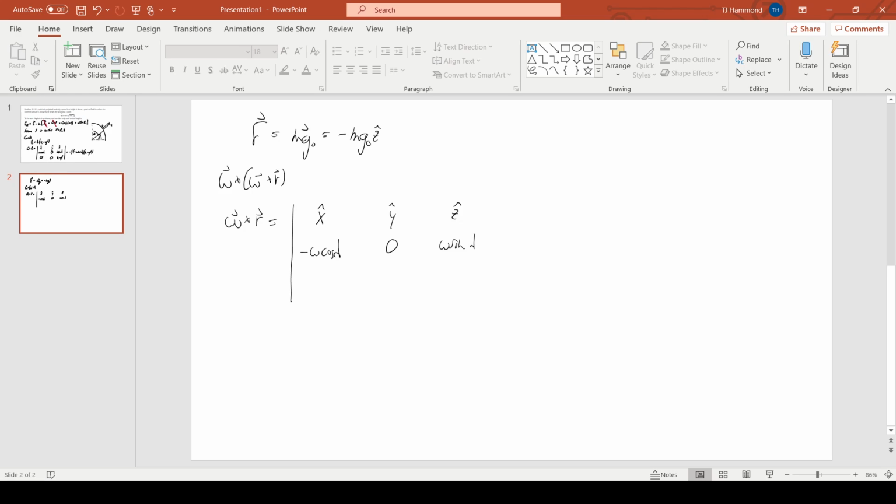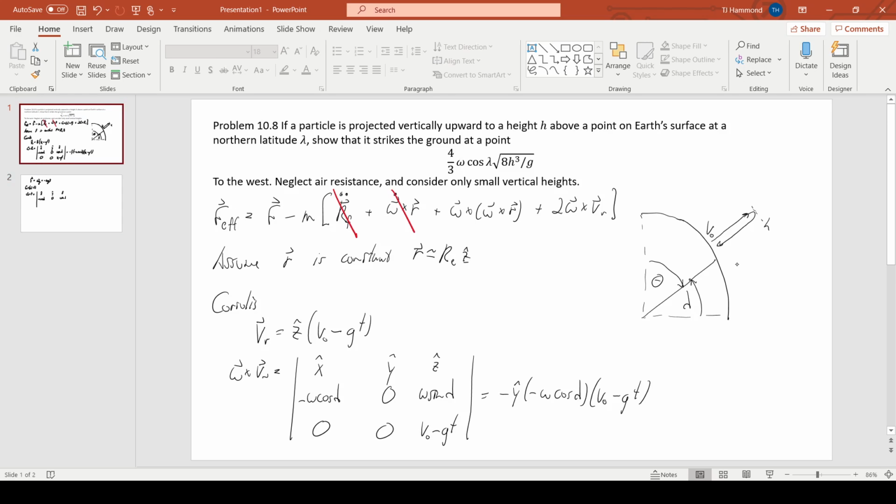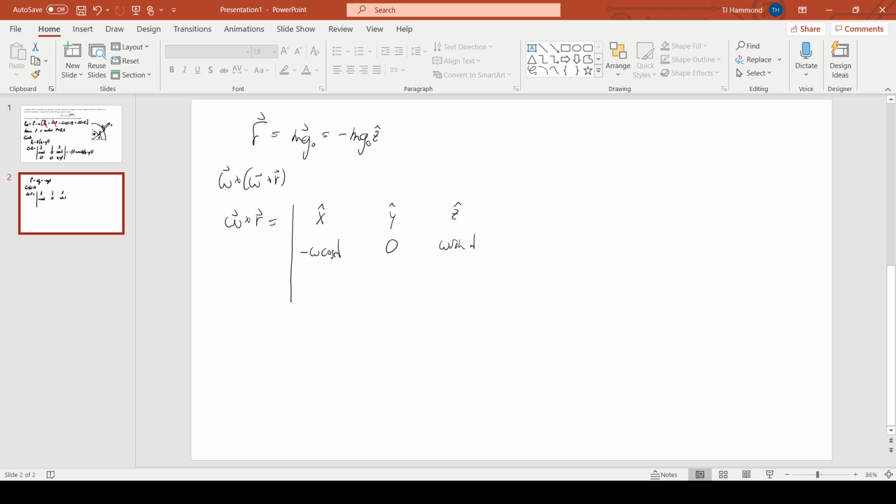Now r is from where we're standing on the surface of the Earth, and so this radius, this r, is going to be the radius of the Earth. So there's nothing in x, there's nothing in y, and in z we just have the radius of the Earth, and so what we get is y hat omega, the radius of the Earth, and cosine lambda.